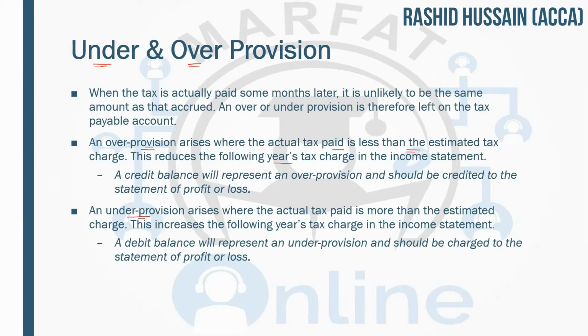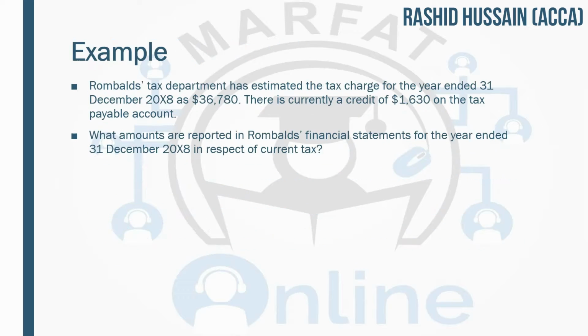Now, how will we know whether something presented in the trial balance is an under provision or an over provision? You have to see the debit and the credit side. If it is on the credit side, that represents over provision. If it is on the debit side of the trial balance, that simply represents under provision. So under provision will increase the current year tax charge, and over provision will decrease the current year tax charge. This is the treatment that you should remember, and shortly we'll be doing some sample questions as well.